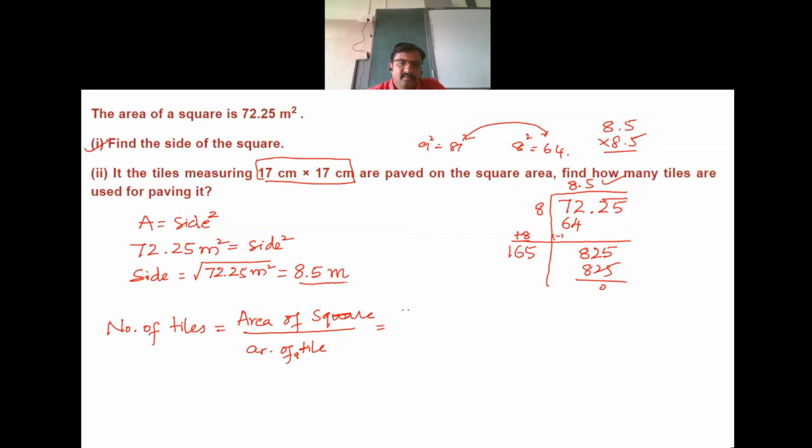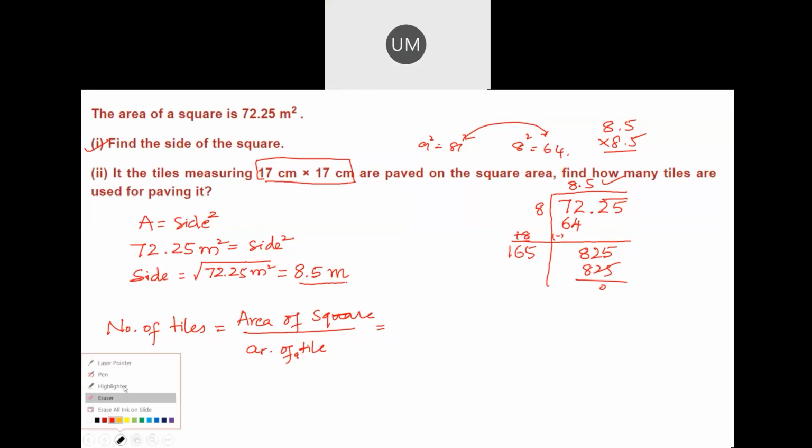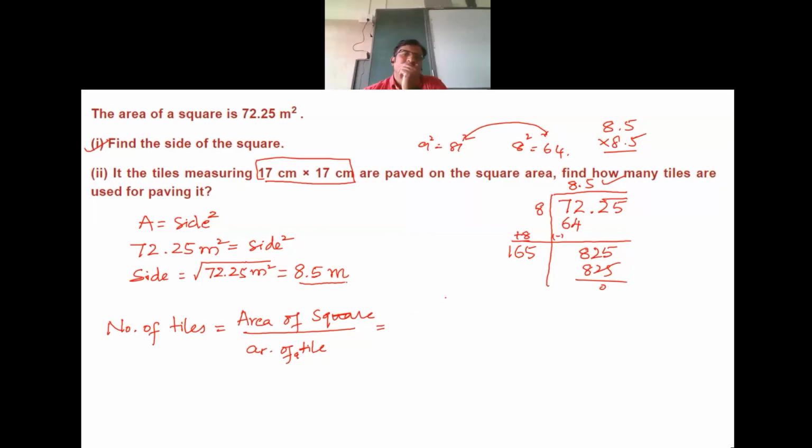Yes. So 72.25, or else I can write this as 8.5 into 8.5. It becomes easy for cancelling. This can be written as 8.5 into 8.5 by 17 into 17. You have to convert meter square into cm square. Correct. We need to convert. How do we convert? You have to multiply by 100.